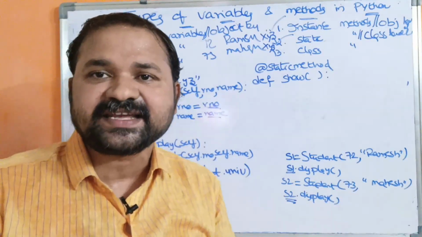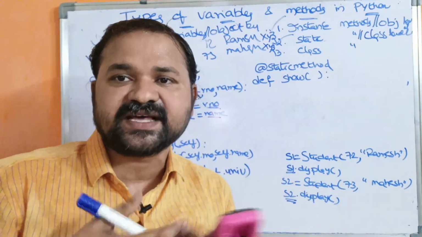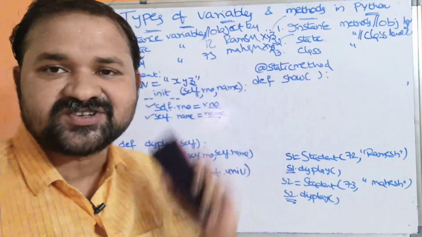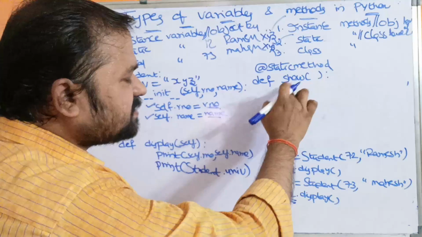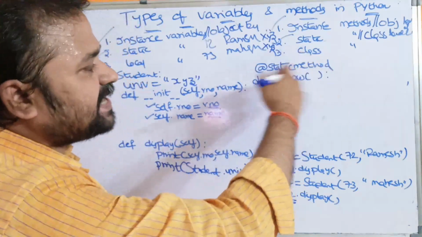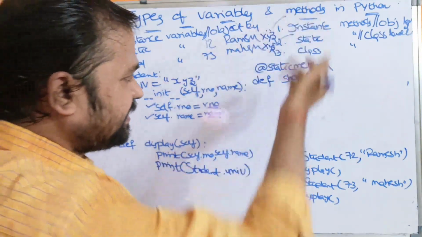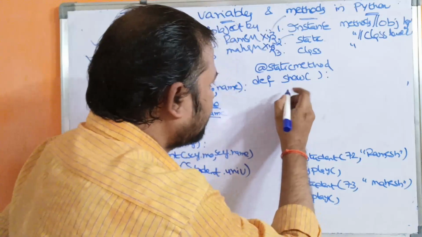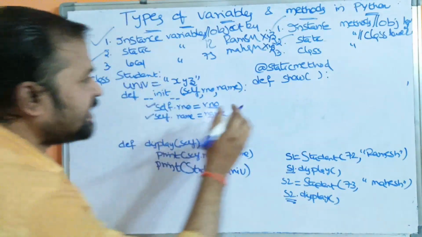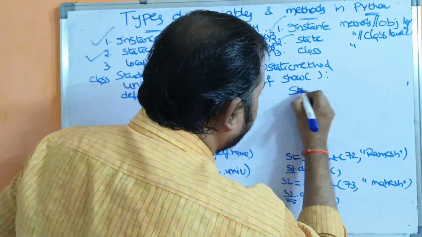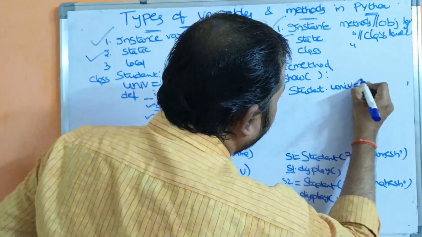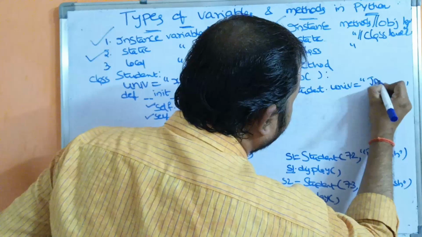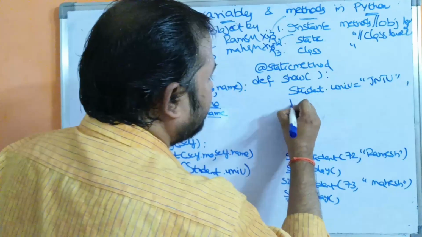Why? Because we know that instance variables are accessed by using the self. But here self is not there. So there is no need of self here. Static method means we must write @staticmethod on top of this declaration. Next, here what is the name of the class? Student. So Student dot UNIV is equal to, let name of the university is some JNTU. Let us print that data.